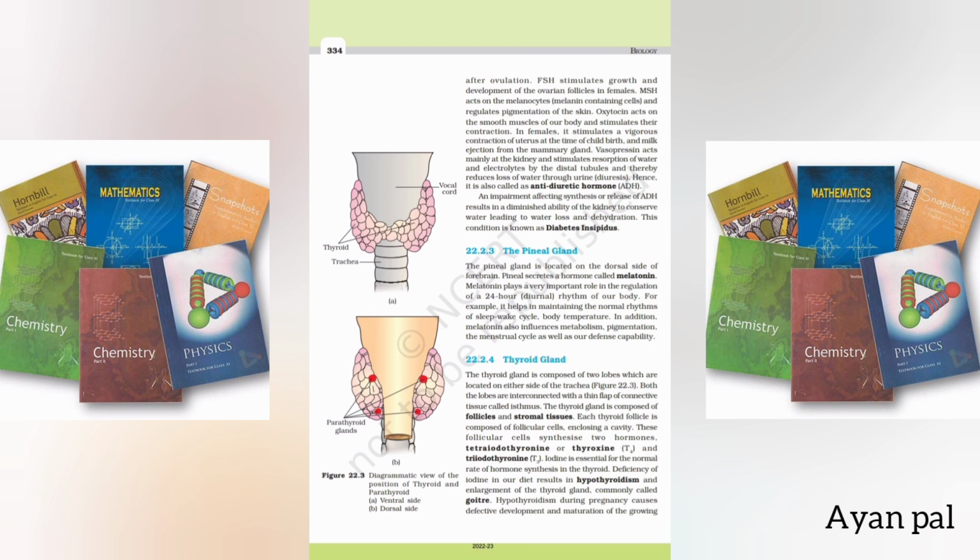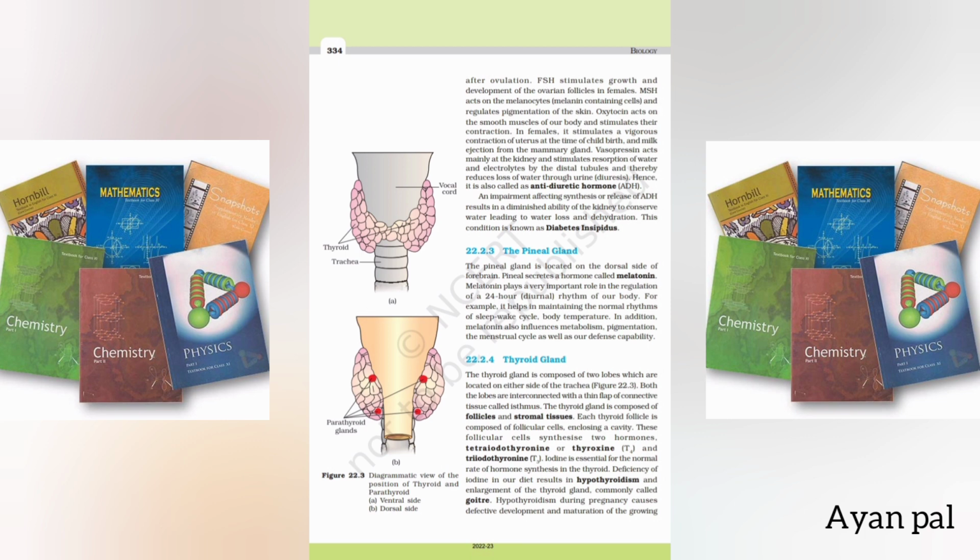The pineal gland. The pineal gland is located on the dorsal side of forebrain. Pineal secretes a hormone called melatonin. Melatonin plays a very important role in the regulation of a 24-hour diurnal rhythm of our body. For example, it helps in maintaining the normal rhythms of sleep-wake cycle, body temperature. In addition, melatonin also influences metabolism, pigmentation, the menstrual cycle, as well as our defense capability.